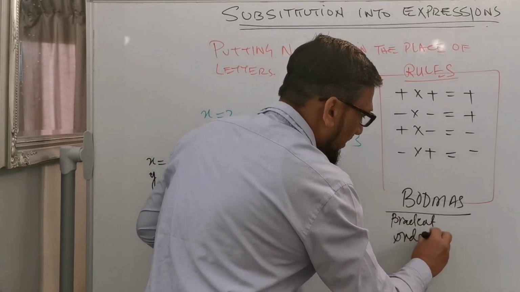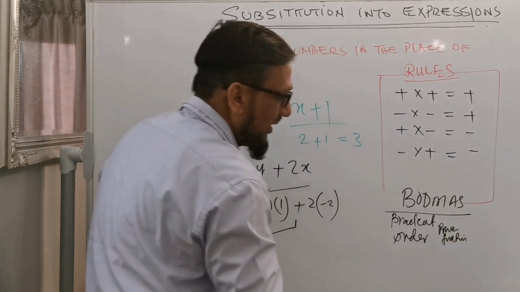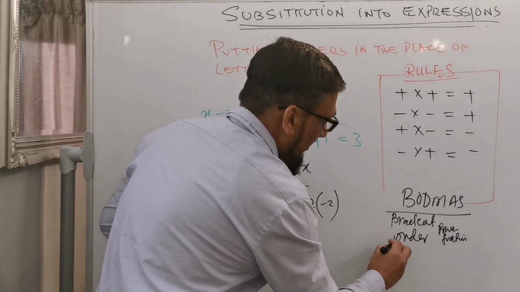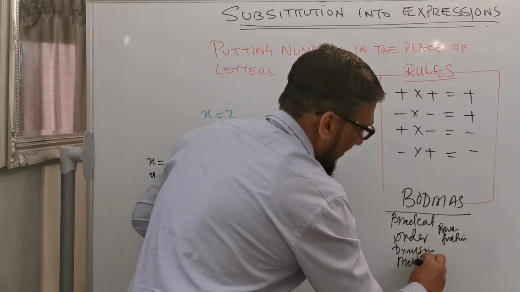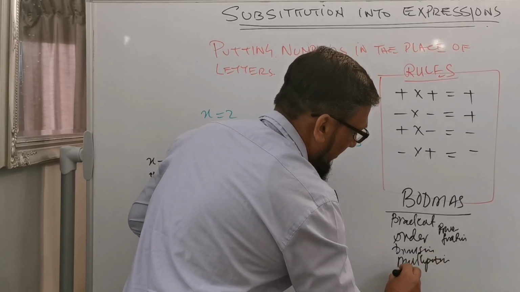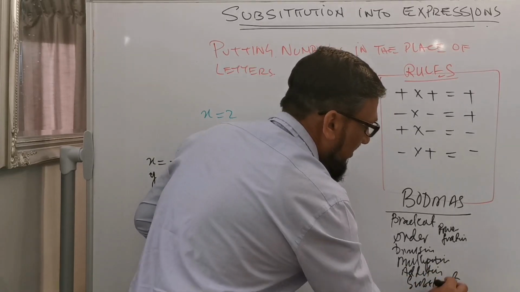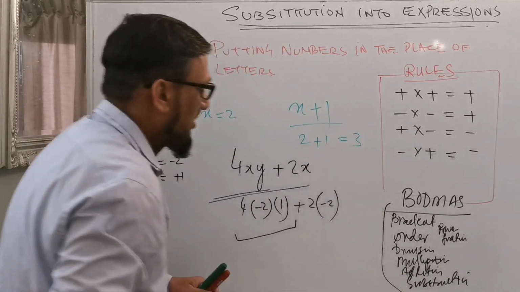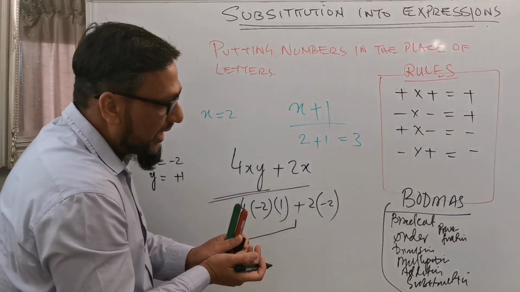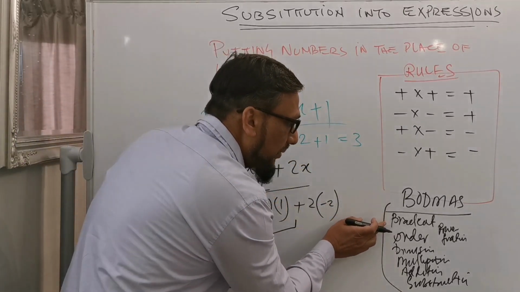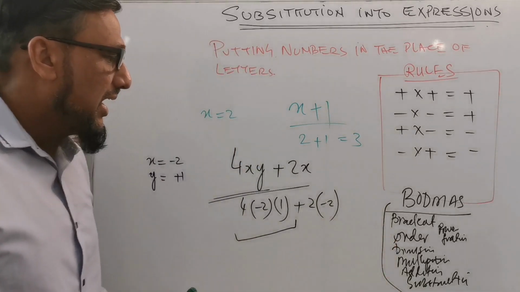Order, like powers, like fractions, divisions, multiplication, addition, and subtractions. So you need to follow the same rule, the BODMAS, for solving this expression. Wherever these operations come together, you need to apply brackets, order, division, multiplication, addition, and subtraction.